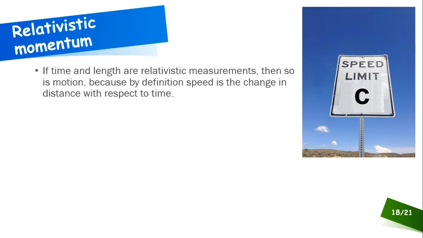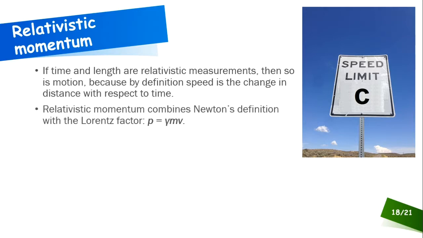Sound funky? Well, it is. But it leads us to the concept of relativistic momentum. So if time and length are relativistic measurements, okay, it's going to vary depending upon how fast you're going and what speed of reference you've got. Well, then motion itself is relativistic, because by definition, the speed is the change of distance with respect to time. So relativistic momentum will then combine Newton's definition with the Lorentz factor.